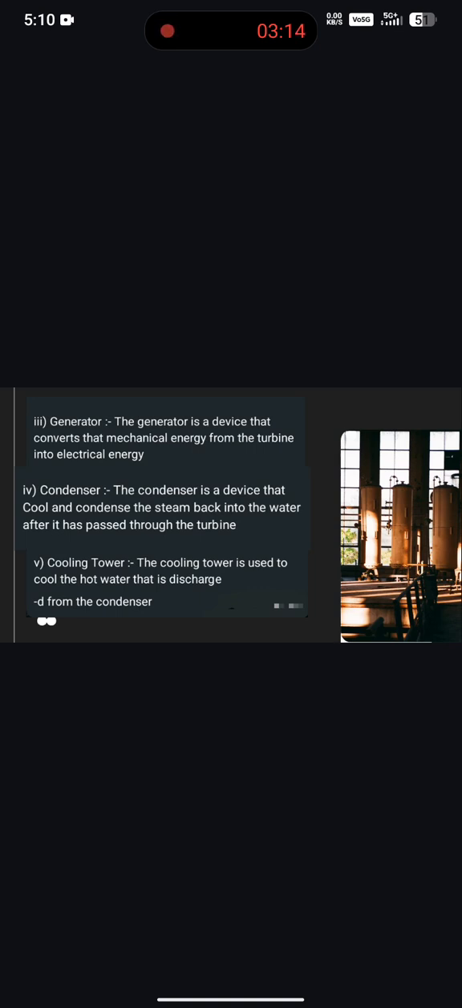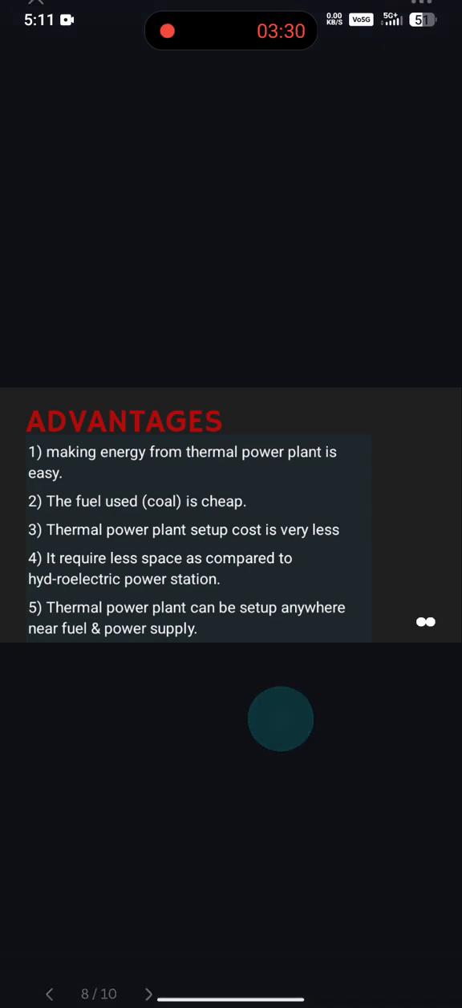The cooling tower is the most important part of the thermal power plant, where the cooling tower is used to cool the hot water that is discharged from the condenser. Then advantages.